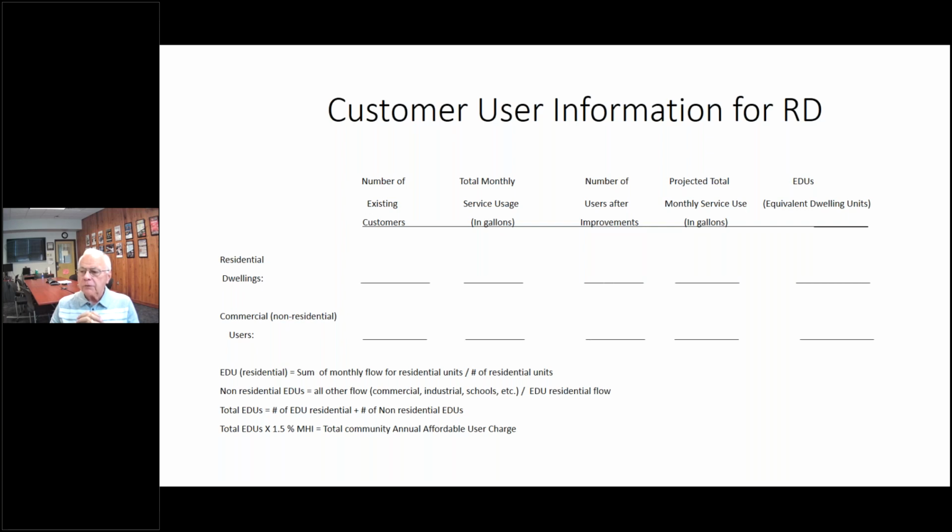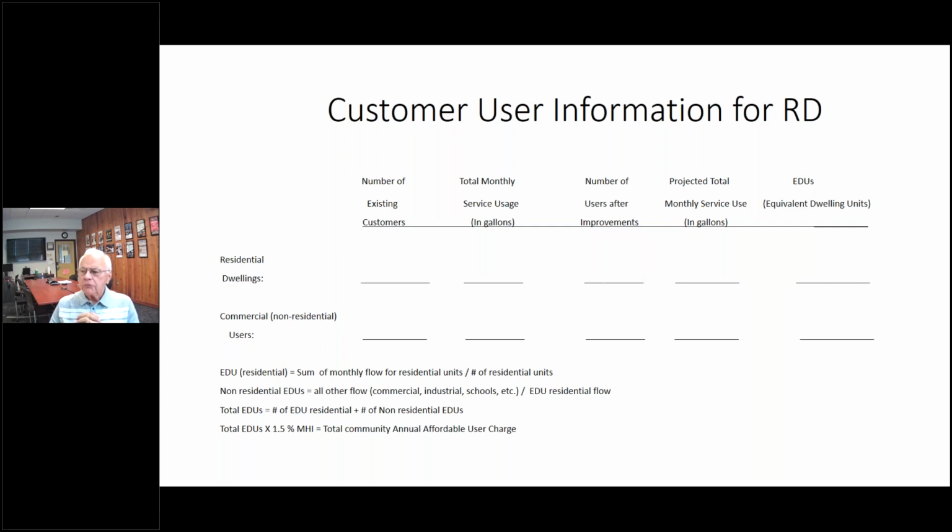If there are no water meters, then 5,000 gallons per month per EDU is used to estimate the number of EDUs for all users. The O&M budget needs to include repair and replacement reserve for all equipment in the system with a life of less than 40 years. The debt service portion of the budget includes all existing debt, the proposed new debt, and a 10% debt reserve if the new debt is a revenue bond, which is typical. The total number of EDUs times the median household income times 1.5% is the amount of annual user charge that the community is assumed to be able to afford.